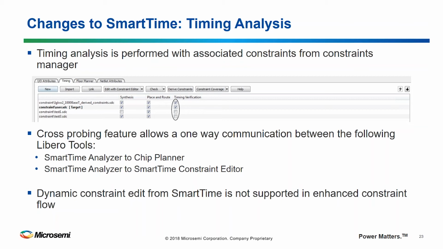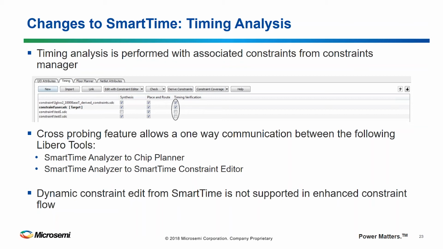We can also cross-probe between some of the different tools. So we can cross-probe between the SmartTime timing analyst tool and the chip planner tool. So I can look at paths, see the logic in the path and the delays, and then I can cross-probe that with the chip planner tool to see exactly where that logic was placed on the die.